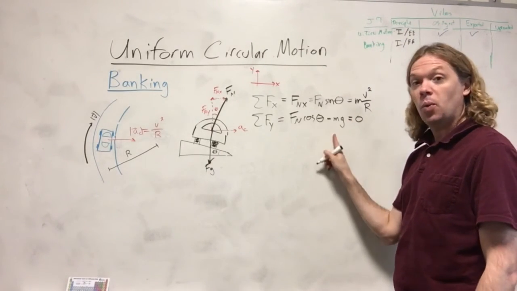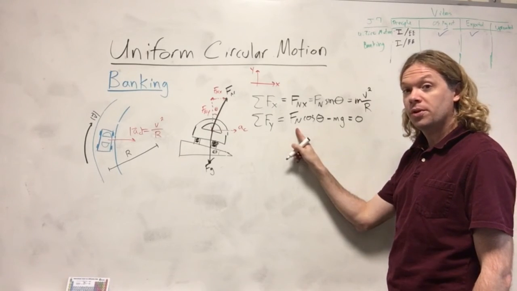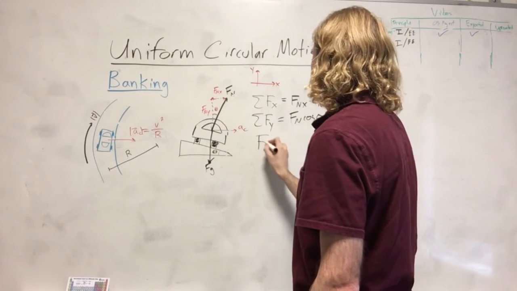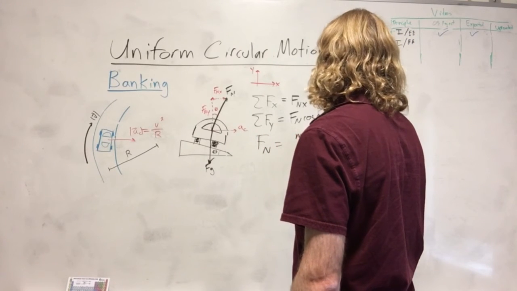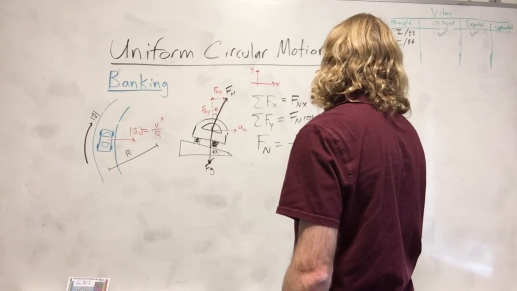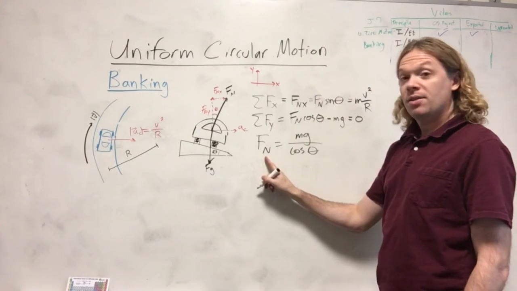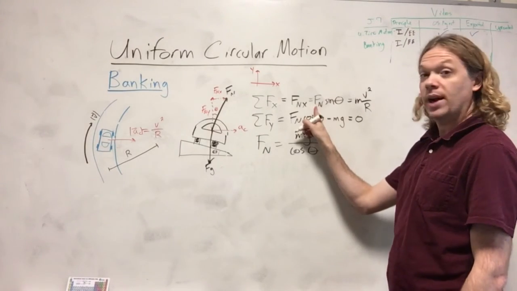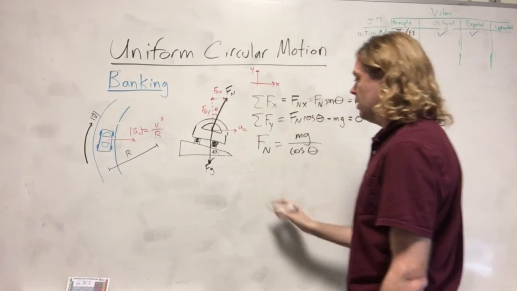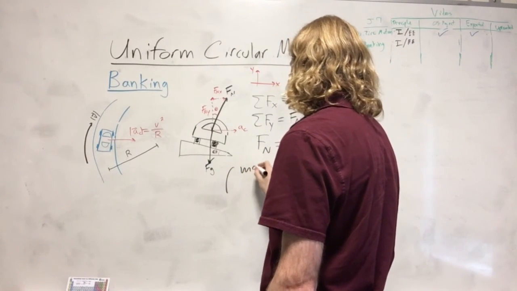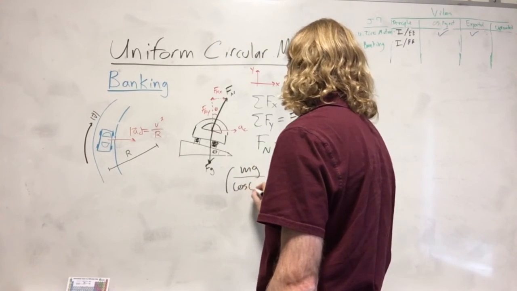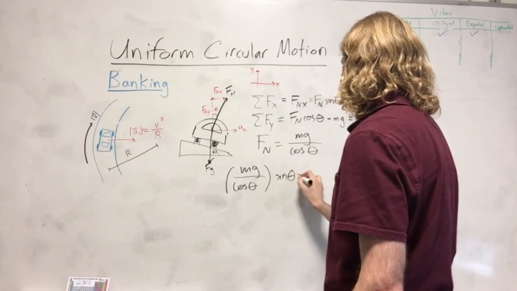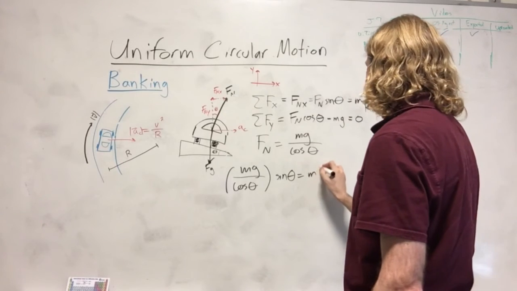So now from the y component, I can solve for the normal force. Just take mg, move it over, divide by the cosine theta. I get Fn is mg divided by cosine theta. And now that I have a solution for what the normal force is, I can take that normal force and plug it in right there in the x component. That looks like mg over cosine theta times sine theta is equal to mv squared over r.